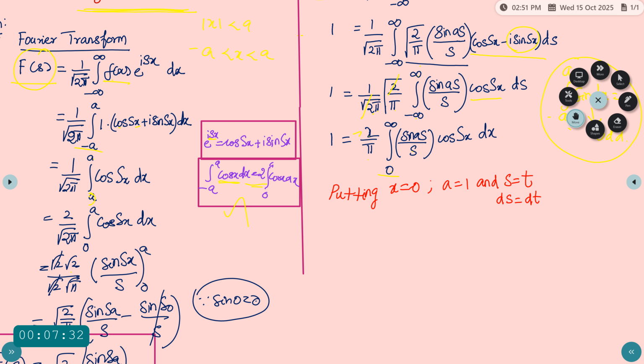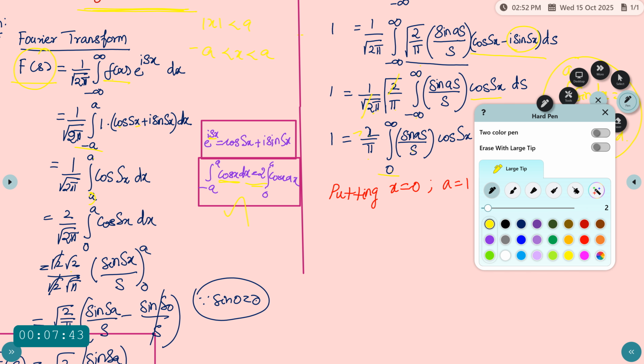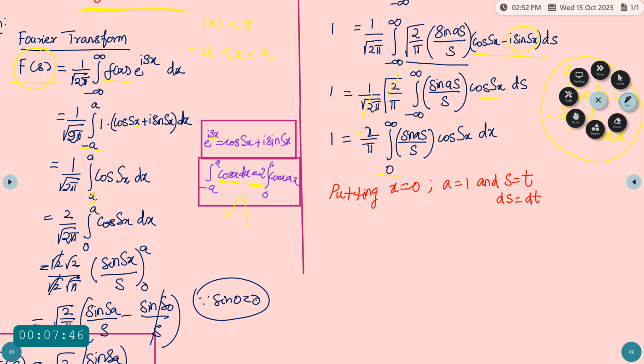So just simplify. For that, putting x equal to 0, a equal to 1 and s equal to t. If s equals t, differentiating both sides, ds equals dt. Now substitute the values here. On the left side, there is f of 0, which is 1, and on the right 2 by pi integral 0 to infinity sin, with a equal to 1 and s equal to t, divided by t, cos, with x equal to 0, cos 0 into dt, because instead of ds we are changing to dt.